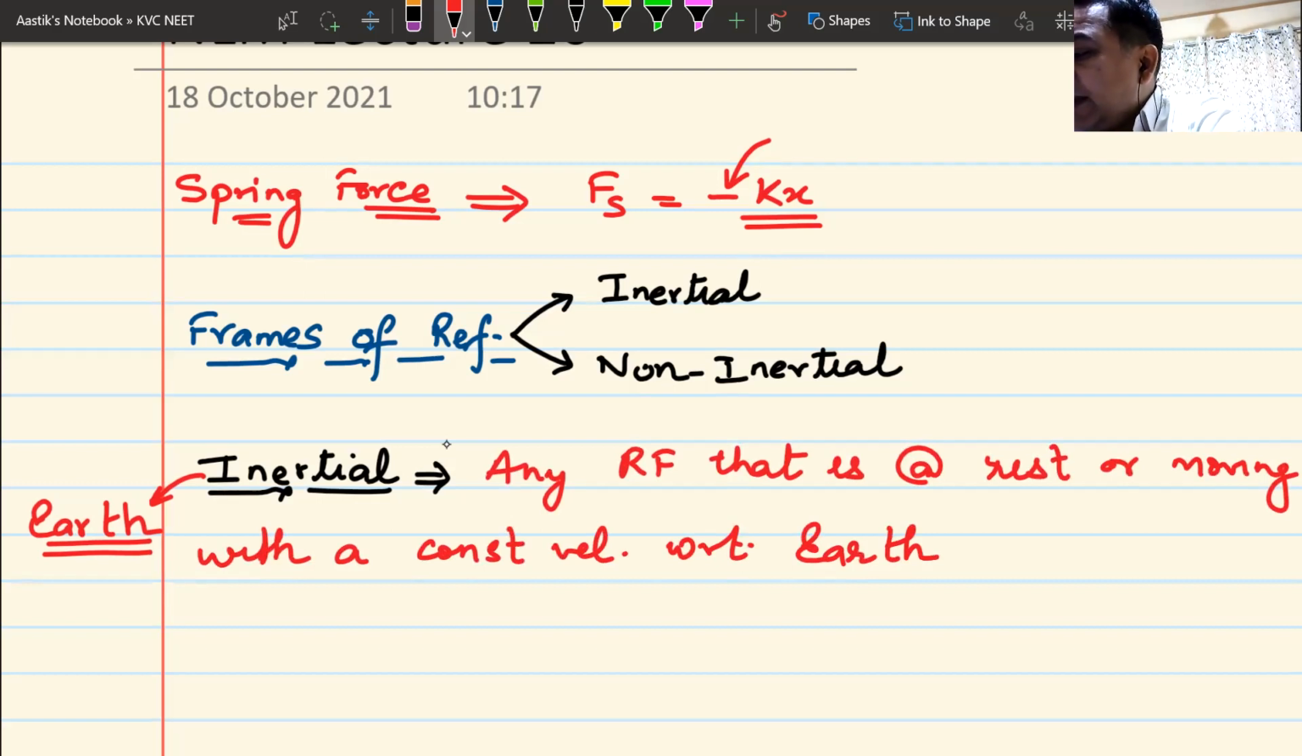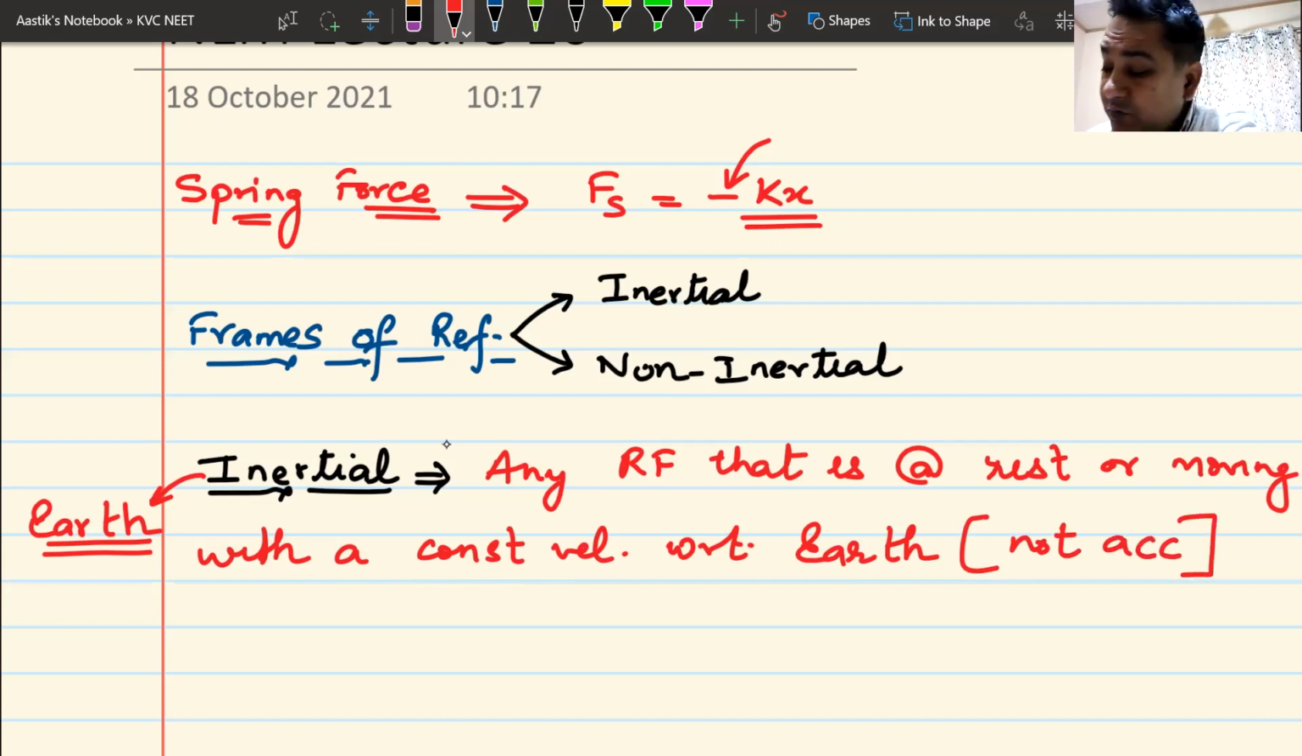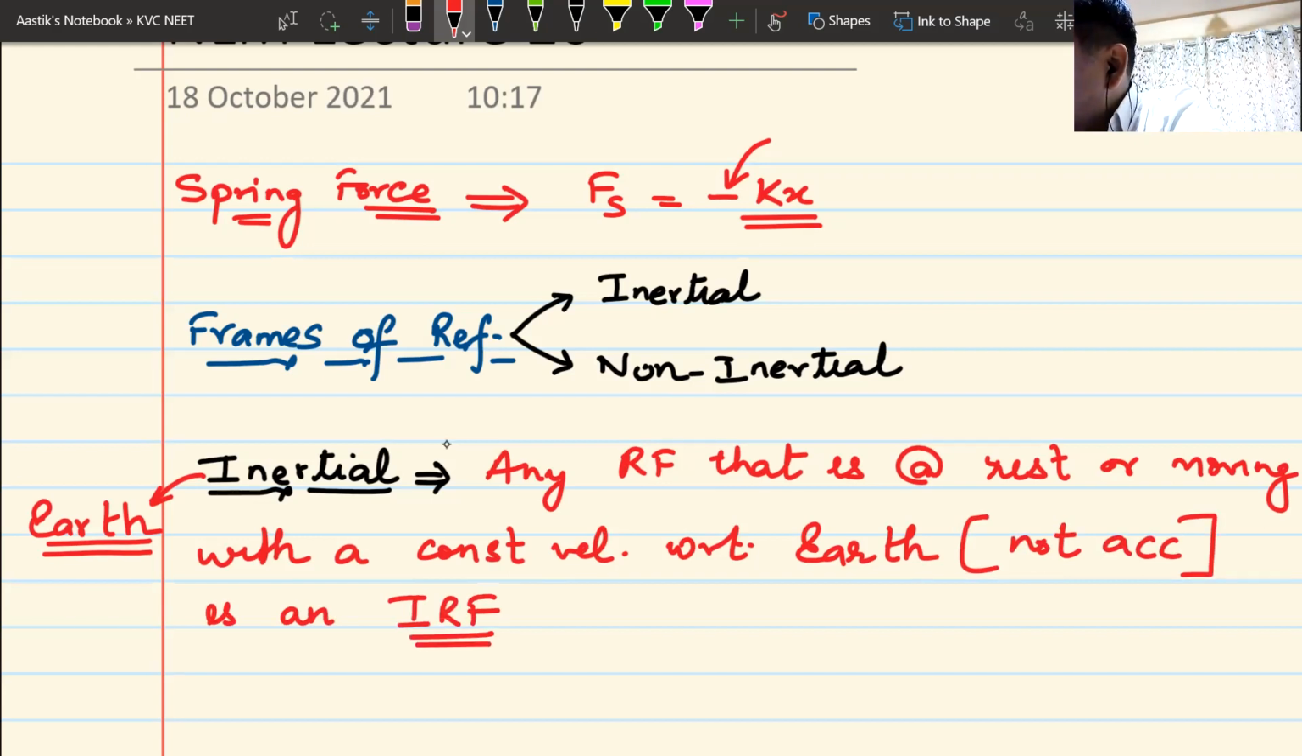So any reference frame that is at rest or moving with a constant velocity with respect to Earth, that is, it is not accelerated with respect to Earth, is an inertial reference frame, IRF. This is how we can define any inertial reference frame. Do we understand this?